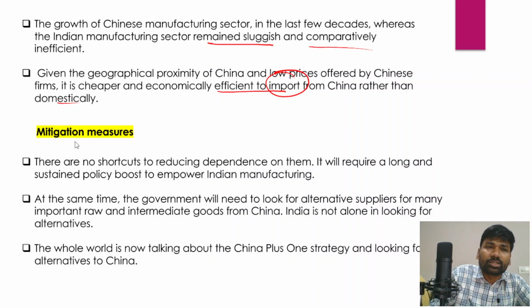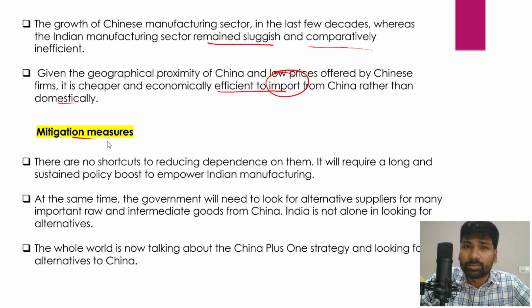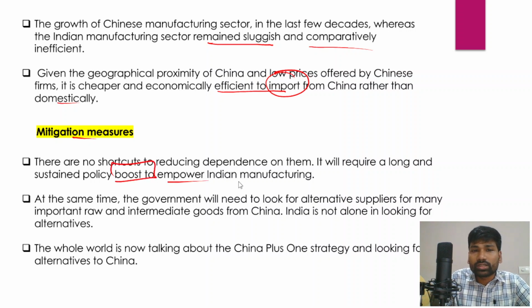So what are the mitigation measures? We need to adopt certain mitigation measures in this context. As of now there are no shortcuts for reducing the trade deficit with China or excessive dependence on China. Rather, we need to have a long-term sustained policy, and this policy should boost or empower Indian manufacturing, particularly the intermediate goods, or particularly the goods which we have been importing more from China.